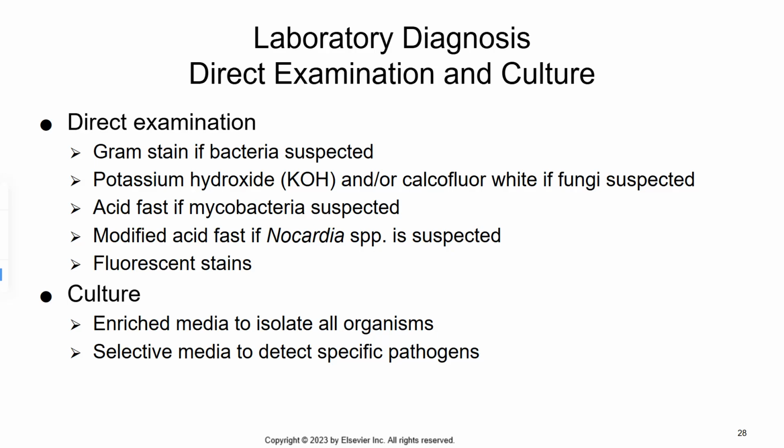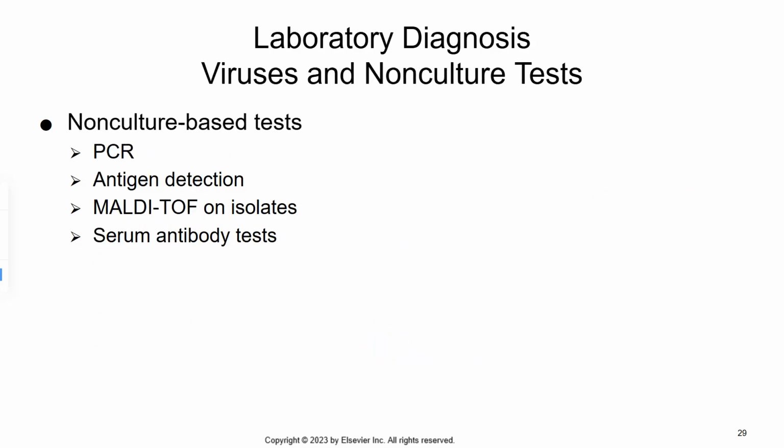So direct examination: gram stain if bacteria is suspected. Potassium hydroxide, KOH, and/or calcofluor white if fungi is suspected. Acid fast if mycobacteria is suspected. Modified acid fast if Nocardia is suspected. And fluorescent stains are often performed if warranted. Culture: enriched media to isolate all organisms and selective media to detect specific pathogens. Non-culture based tests include PCR, antigen detection, MALDI, and serum antibody tests.